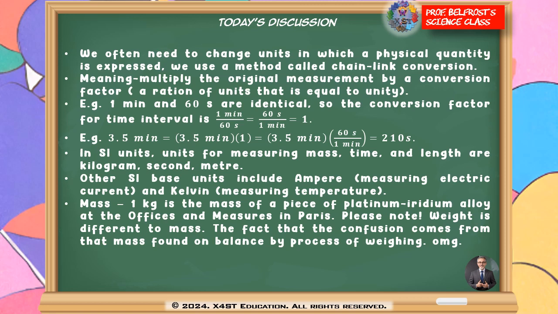Weight and mass are two different quantities. Weight may change if you measure the same stuff in different places, different positions. It may change, but mass will always be the same. The confusion actually comes from the fact that mass found on a balance is found by a process called weighing. But actually, we are not finding the weight, we are finding the mass of that thing.